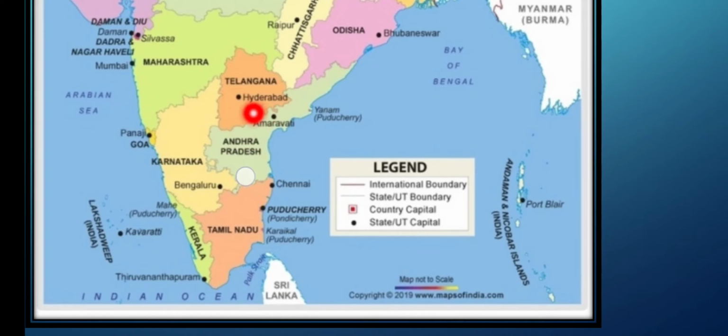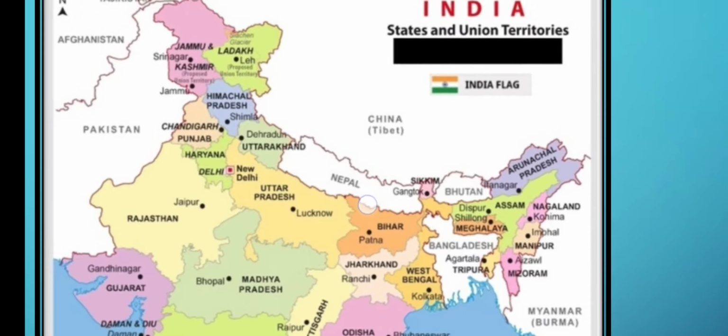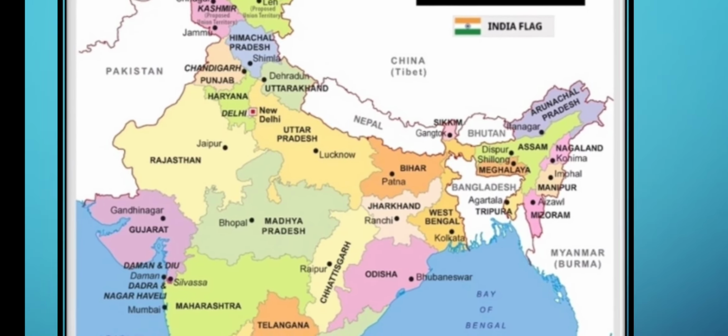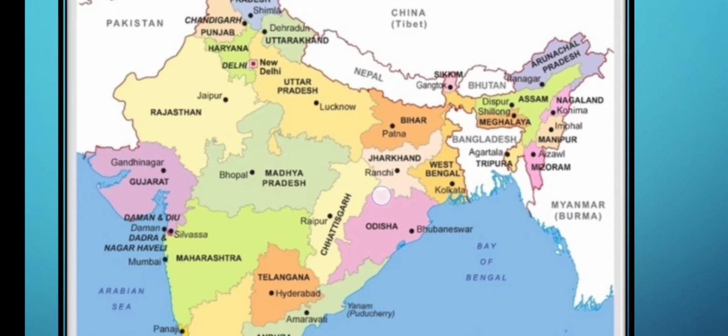Now it is Hyderabad for Telangana and Andhra Pradesh, as it is divided into two states. So the common capital is Hyderabad. Later on Amravati will be its future capital. So from here you will learn the names of the states and the capitals where they are located. Many types of questions can come.